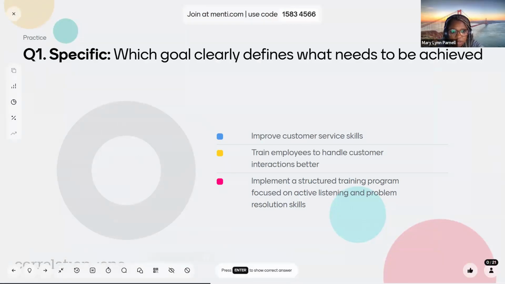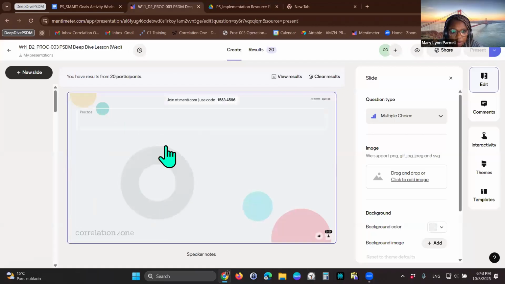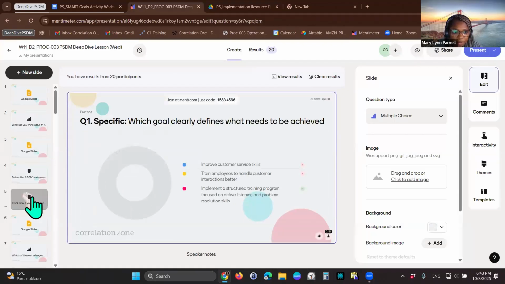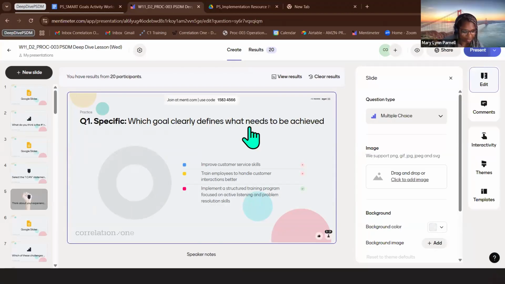Let me go. How do I go back? Oh, well, I'll just verbalize the scenario. Sorry about that. I skipped 2 ahead.